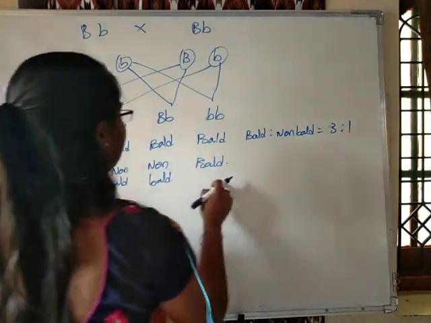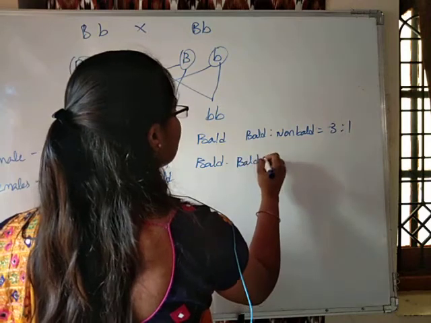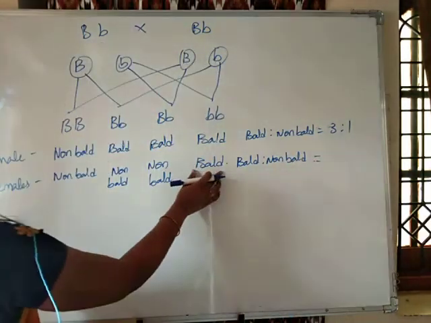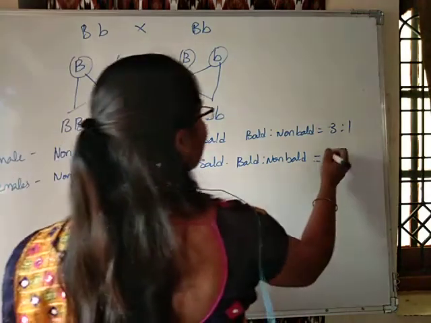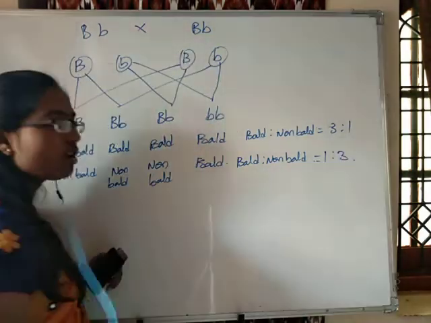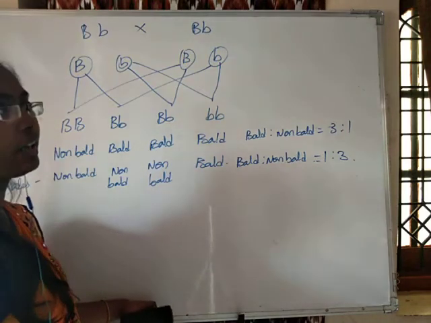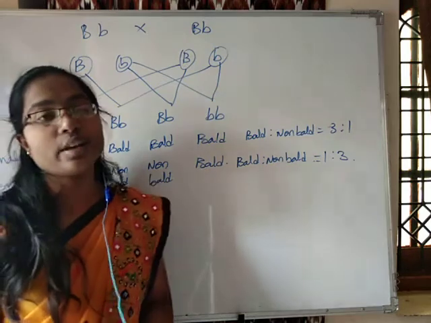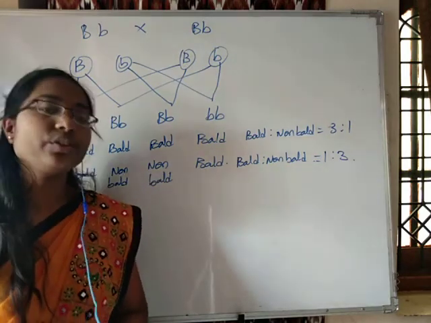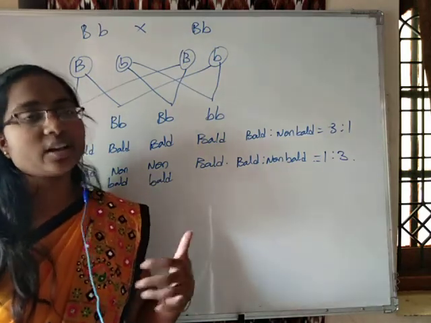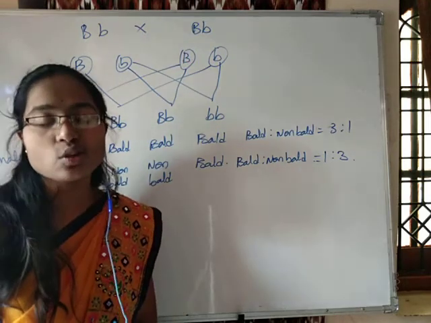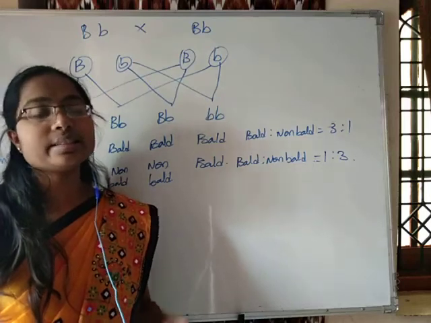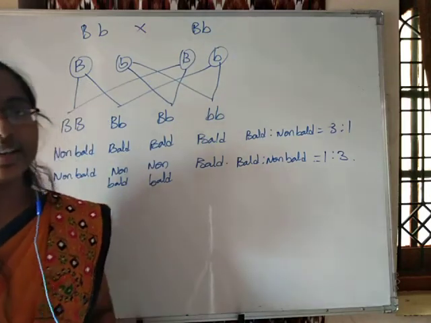So in females, the bald to non-bald ratio is only 1 bald and 3 non-bald, that is 1:3. In that way, sex influences the expression of phenotypes because of the internal hormonal environment created by the sex hormones. Sex influencing the expression of some genes is called sex influenced inheritance.